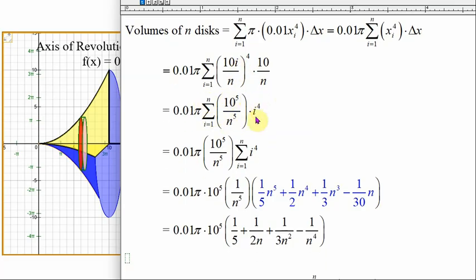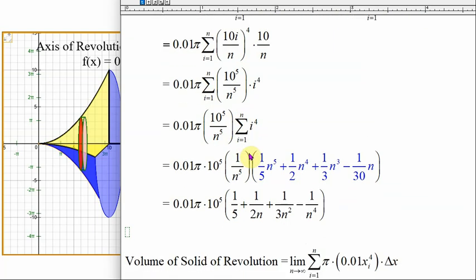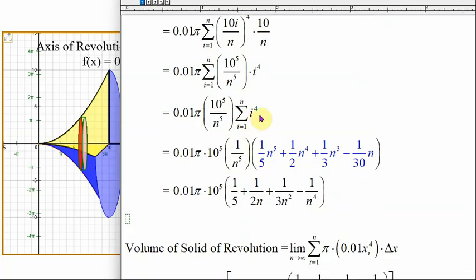This summation right here is with respect to i, and therefore we can move this quantity right here, the 10 to the 5th over n to the 5th, and place it in front of the summation. So what's left is just this summation with i to the 4th. But the sum of 1 to the 4th plus 2 to the 4th plus 3 to the 4th, all the way up to n to the 4th, this sum right here is this.